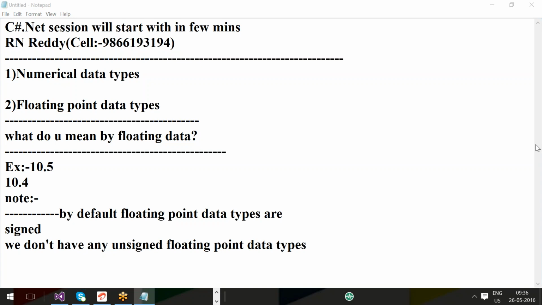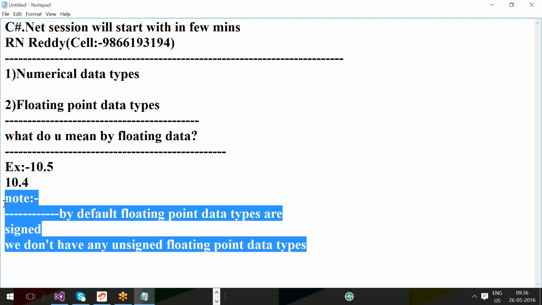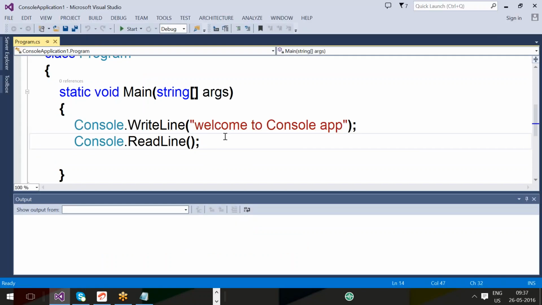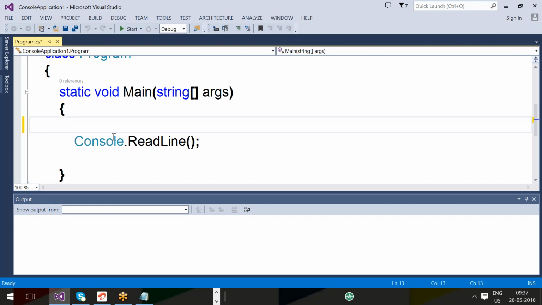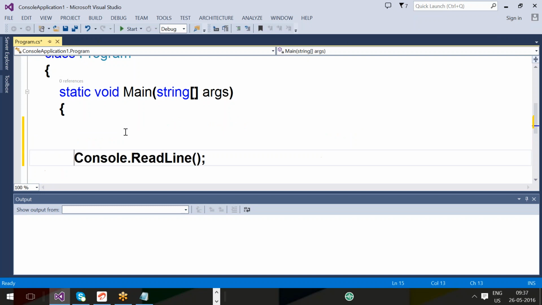Vinil, you tell me what do you mean by floating point data? A number which has a fractional part will come under floating point data. Example 10.5, 10.4, all these things. And your note is what? What did you understand in this note? Floating point will have only the sign. Sign means positive values and negative values.